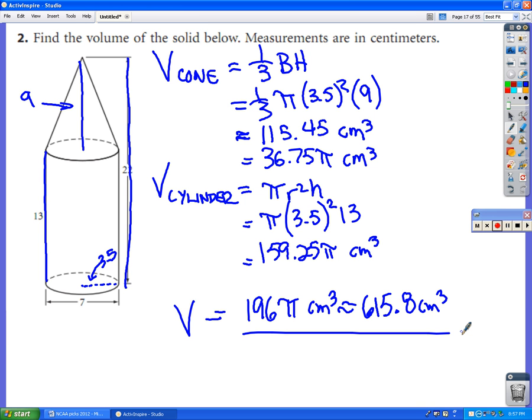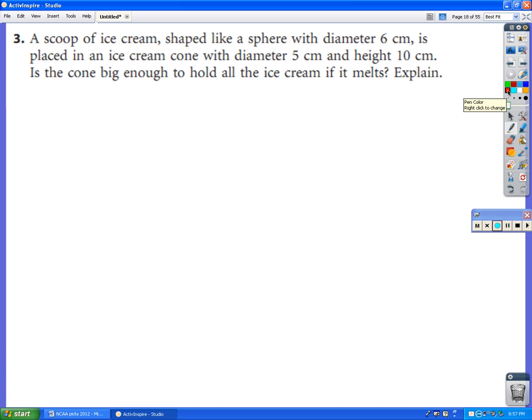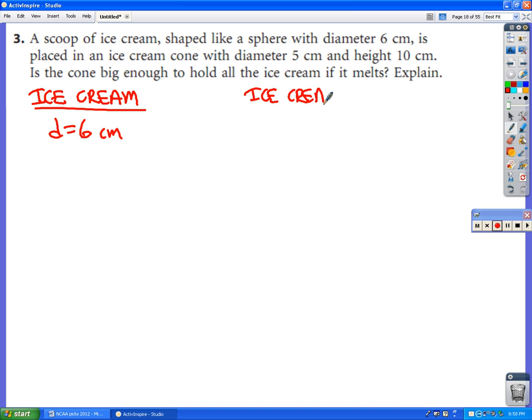Okay, and then our last problem for this is the old ice cream cone problem. We have a scoop of ice cream. It happens to be a perfect sphere with a diameter of 6 centimeters. So our ice cream is a sphere with a diameter of 6 centimeters. It is placed in an ice cream cone with a diameter of 5 centimeters and a height of 10.